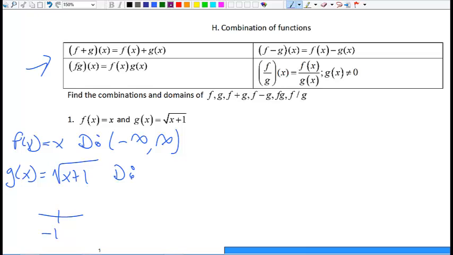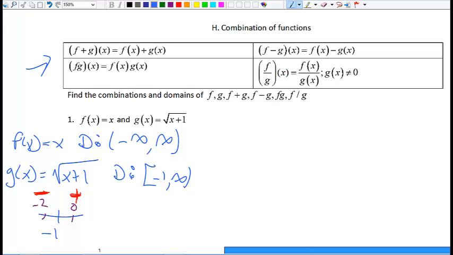And then I want to sign test before and after. What I'm curious about are where the positives and negatives are. If I evaluate this at negative 2, I get negative 2 plus 1, so I get a negative number in the radical, which we don't want. And if I put 0 in, I get a positive number, which means anything bigger than negative 1 is going to stay positive. So for the domain of g, I can have negative 1, because if I put negative 1 in, I get the square root of 0, which is 0. So the domain of g starts at negative 1 and goes all the way up to infinity.